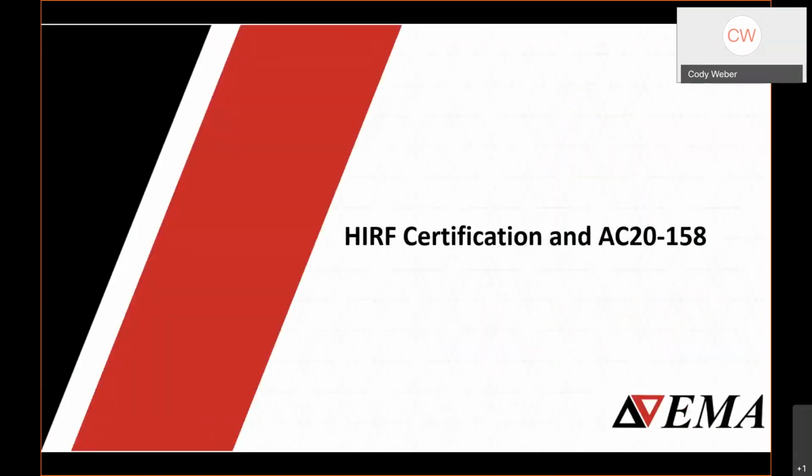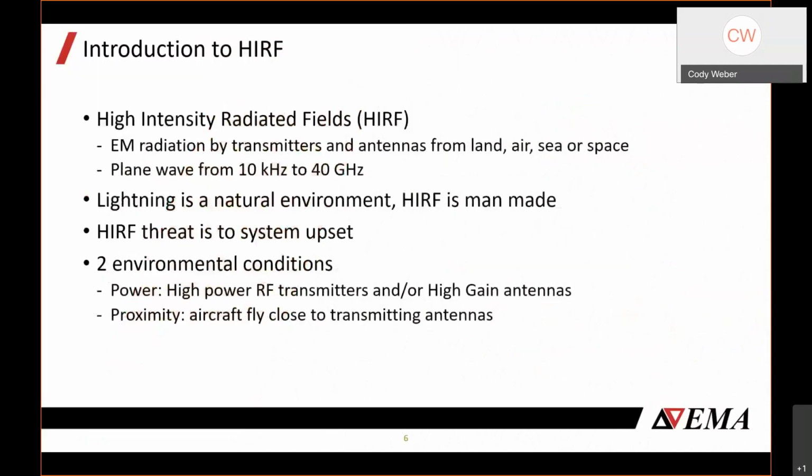So now I'll talk a little bit about HIRF certification. And there's a couple of documents that are important when considering HIRF certification activities. First one being AC20-158. And so just a quick background on HIRF. HIRF is high intensity radiated fields. And these are emitted by transmitters and antennas from land, air, sea, or space. And for the environment definition, it's a plane wave with frequencies ranging from 10 kilohertz to 40 gigahertz.